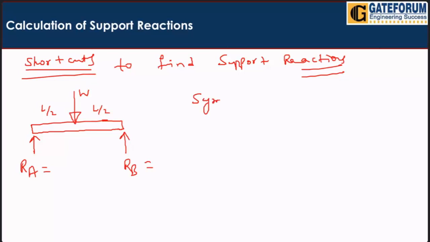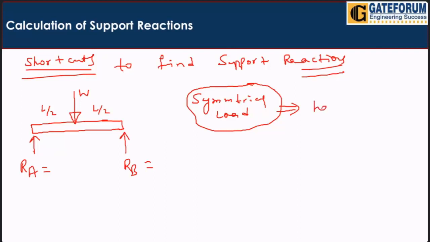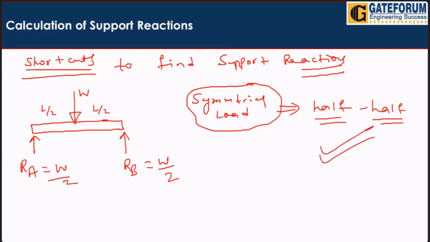In case of symmetrical load, half of the load will be in each support reaction. For example, here the load acting is W, so half will be W by 2 on each support. Please remember, do not solve in the exam, directly write half. In case of symmetrical loading, half of the load will be at each support.